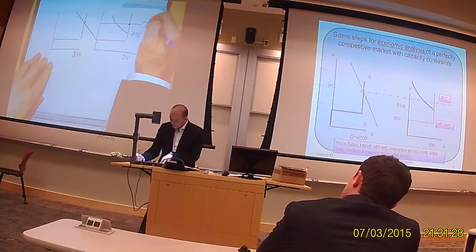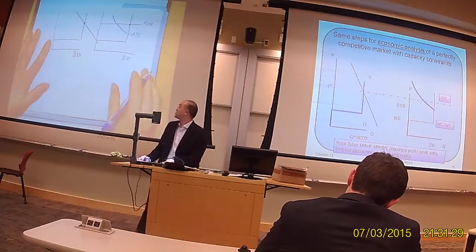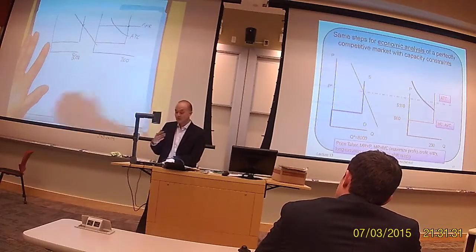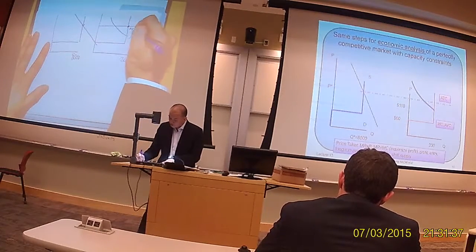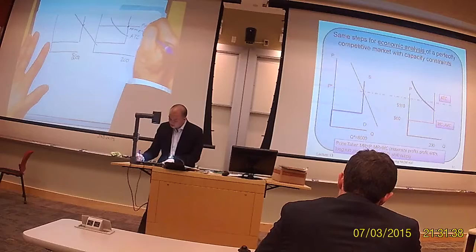this is price equals marginal revenue. I'm going to do this fast and ask you to slow down. Tell me to slow down, or talk to the person next to you. Price equals marginal revenue equals marginal cost, profit maximization.